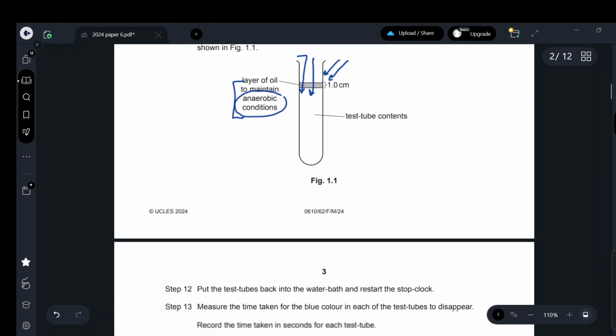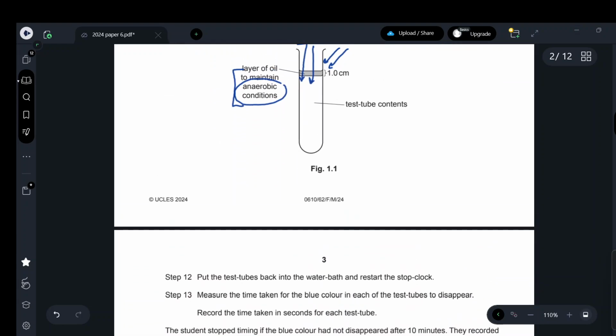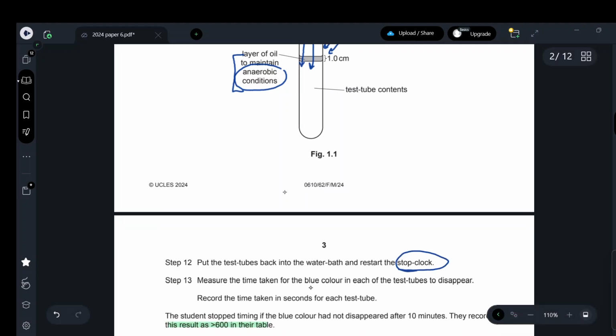Okay. Put the test tubes back in the water bath. Start the stop clock. Measure the time taken for the blue color to disappear. There is an error here. Oh, actually, there are two errors, two sources of errors.